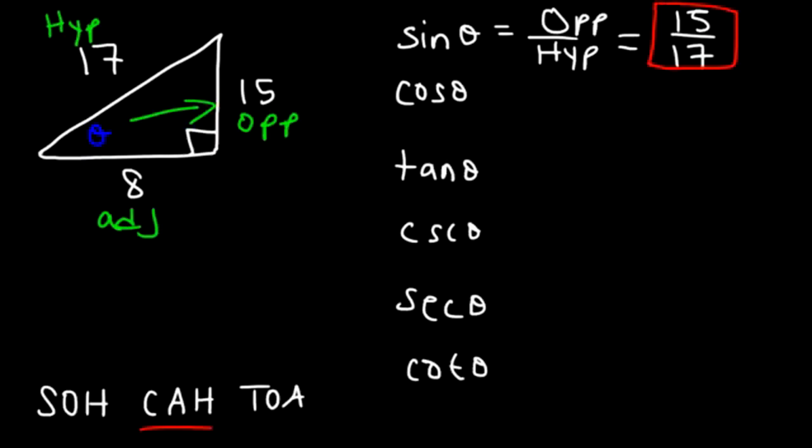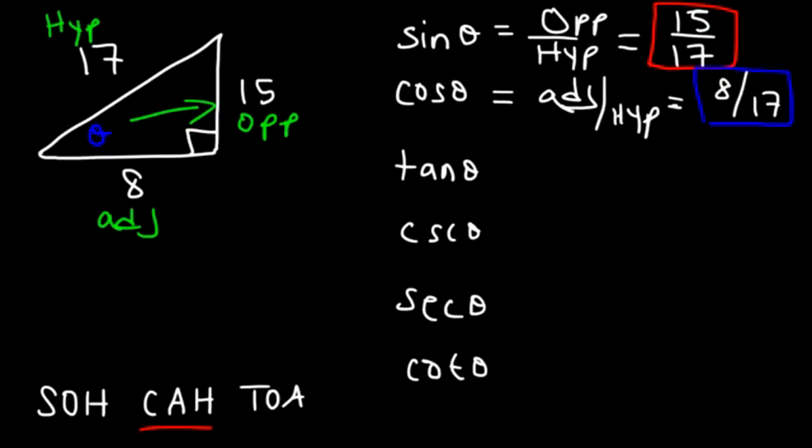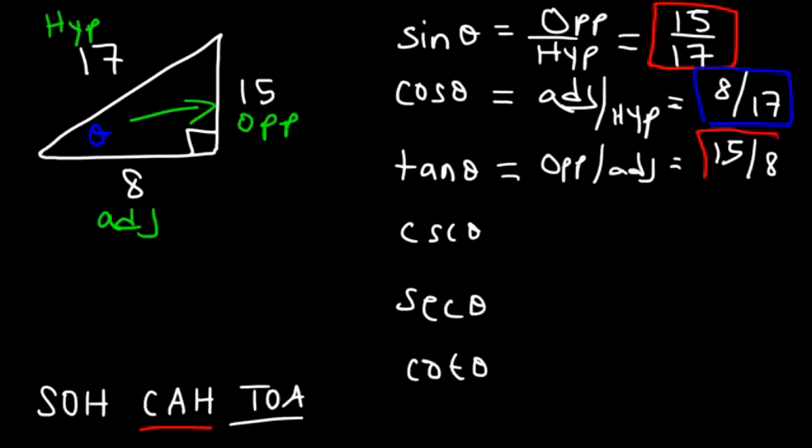So that is the value of sine theta. Now cosine theta is going to be equal to the adjacent side divided by the hypotenuse. So the adjacent side is 8, the hypotenuse is 17. So cosine theta is 8 over 17. Tangent, based on TOA, is going to be opposite over adjacent. So opposite is 15, adjacent is 8. Therefore tangent is going to be 15 divided by 8.